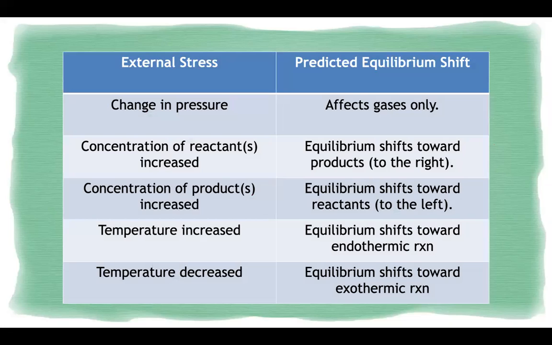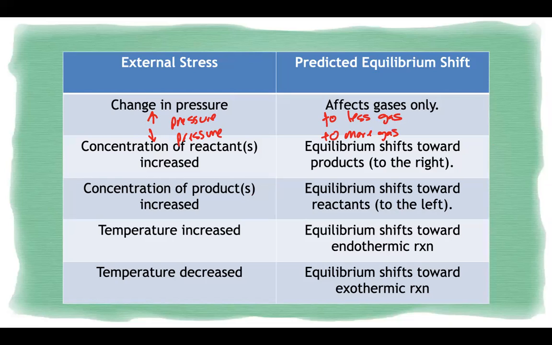Okay, so here is a summation of the stress and what the predicted equilibrium will be. So if we change pressure, it's going to affect gas only. And it's going to shift depending on if you increase or decrease. If you increase pressure, it will shift to less gas, fewer moles. If you decrease pressure, it's going to shift to make more gas. And that just depends on how many moles are on the right or the left.